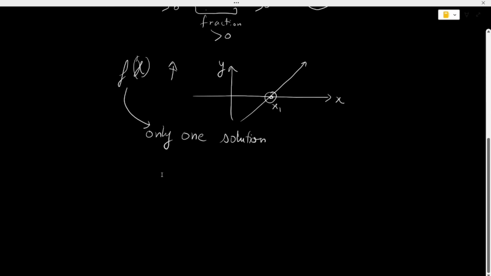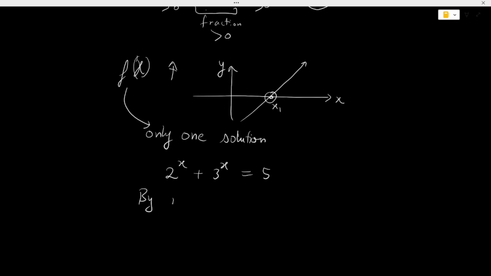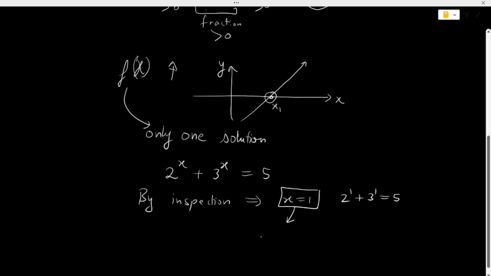So now let me write: 2 to the power x plus 3 to the power x is equal to 5 has only one answer. And by inspection, you can see that x equal to 1 is that solution. 2 to the power 1 plus 3 to the power 1 is equal to 5. And yeah, this is our final answer, which was very easy to guess, but the main point was there's only one solution.